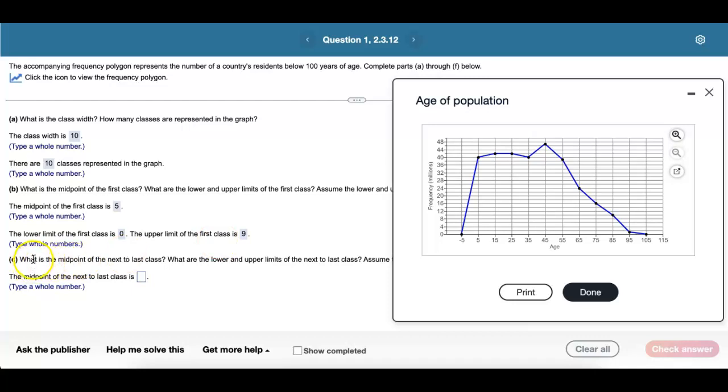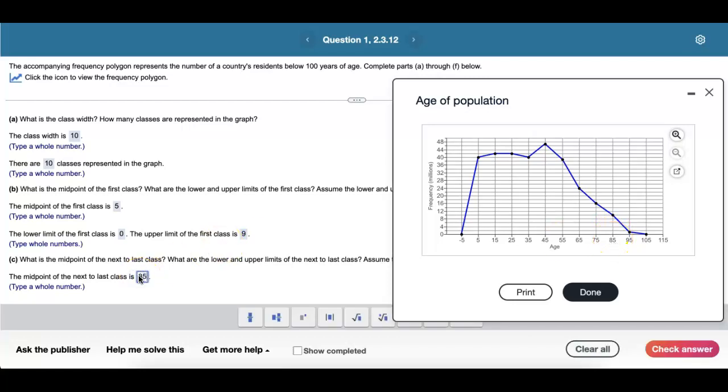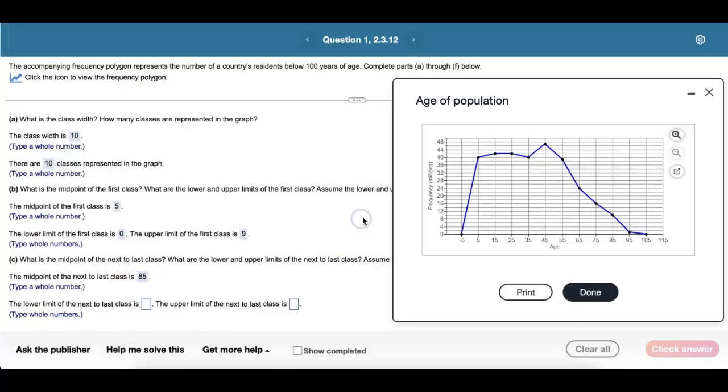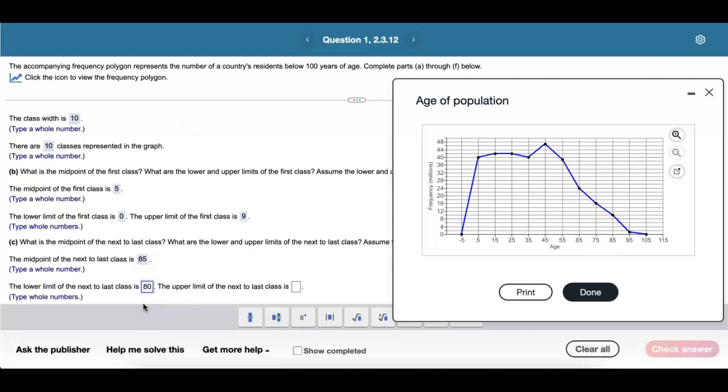So here in part C, it asks what's the midpoint of the next to last class. So remember, this is just the endpoint of the polygon itself. This is the last midpoint. This is the next to last midpoint. So that's at 85. And its lower and upper limits are between 75 and 85, which would be 80, and including 80. We always include the lower limit, and then up to 90. But again, because I can't include 90, I'm going to say 89.